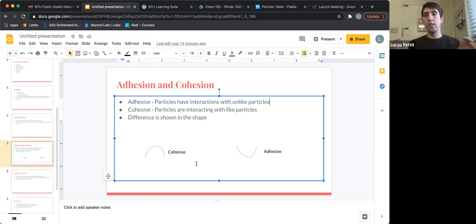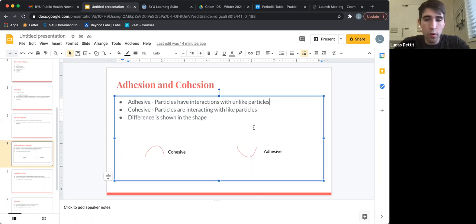Mercury, on the other hand, is going to be more attracted to itself than it is to glass. Since glass is going to be polar, this one's going to be nonpolar. It'll hold to itself and create that upside down bowl. So you can kind of think of it as the mercury running away from the glass on the sides.